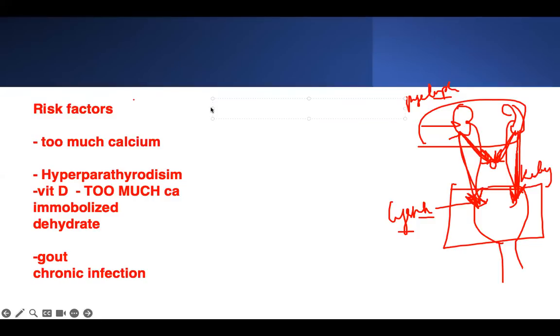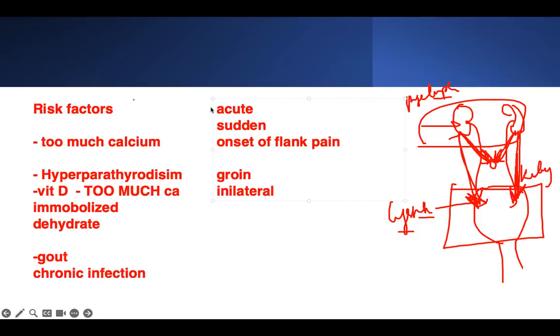So for kidney stone, I'm looking for what? Flank pain. First, it has to be acute, all of a sudden onset of flank pain. Where does it go? To the groin. And usually it's unilateral, one side. It goes into the groin. That is the key. And it's colicky in nature. It goes in waves, back and forth. It's not constant. It goes in waves as the kidney stone moves.